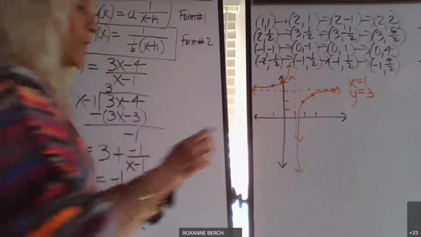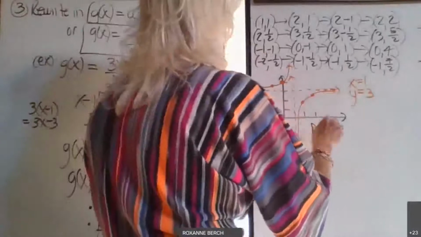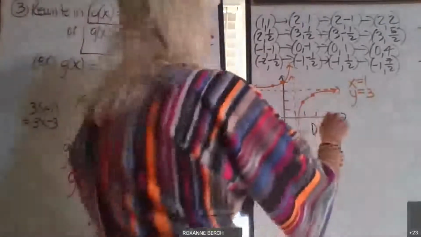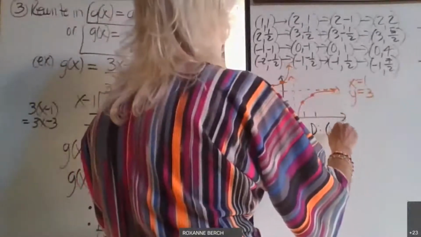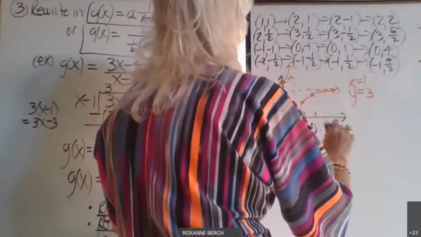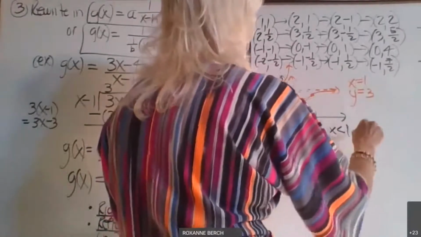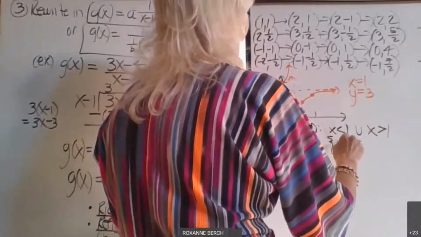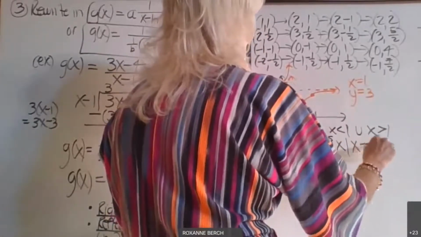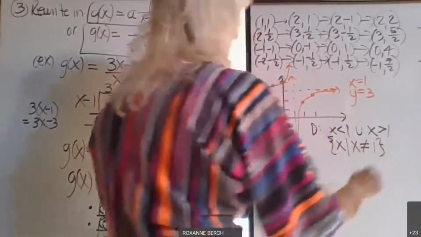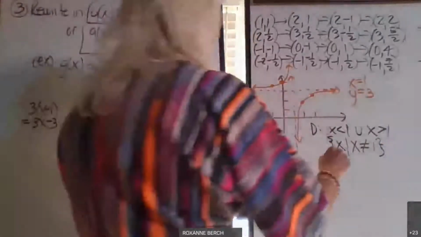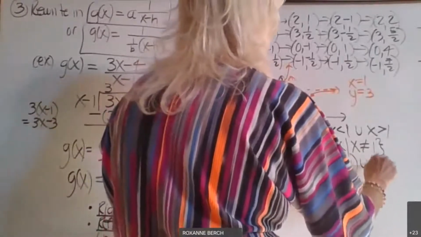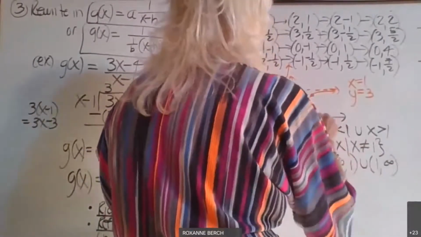Okay, so let's go with the domain. The domain would be everything but 1. So it would be all X less than 1 or all X greater than 1. The set notation would be X such that it's everything but 1. And the interval notation would be negative infinity up to 1 or 1 to infinity.